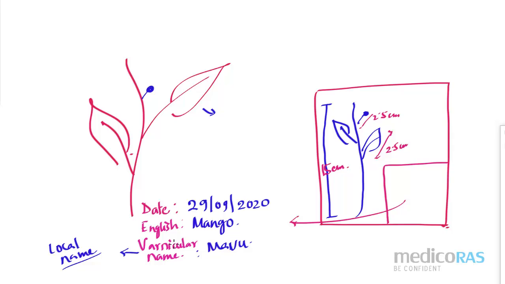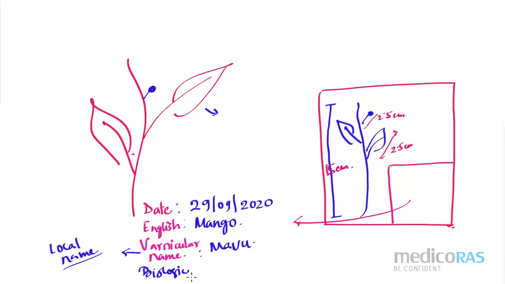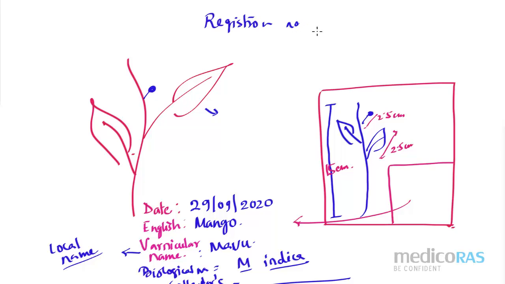Then you have to write the binomial nomenclature, that is the biological name. So it is Mangifera indica. Full name you have to write. Here I have written just M, but you have to write Mangifera indica in full. And then you have to write the collector's name. If you are a scientist or a research scholar, you can write your name, but if you are a student, you can't write your name. Instead of that, you will have the registration number. In that you just place your roll number and this thing. So this is what you need to write in this area.